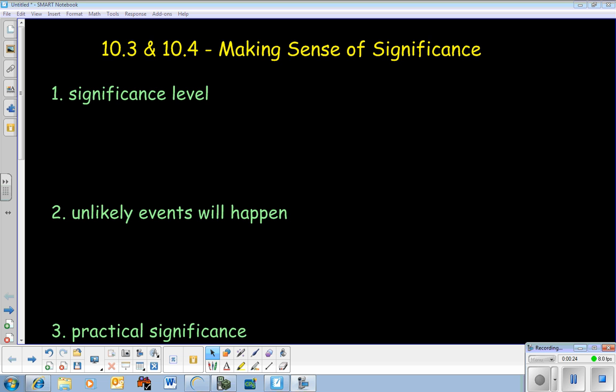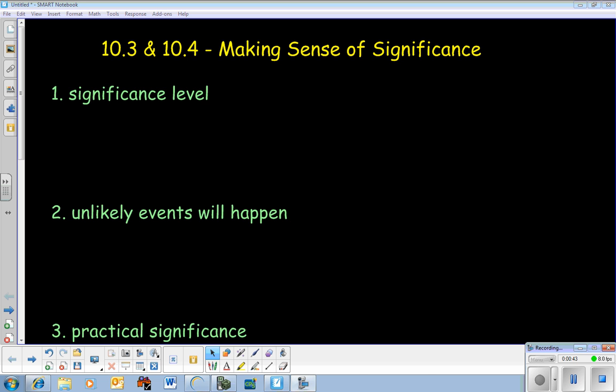Listen closely. You need to read 10.3 and 10.4 because to put every single bit of information would take a lot more video than I'm going to do right now. So you need to read 3 and 4 before we have our test. So here are the big ideas behind 10.3 and 10.4.